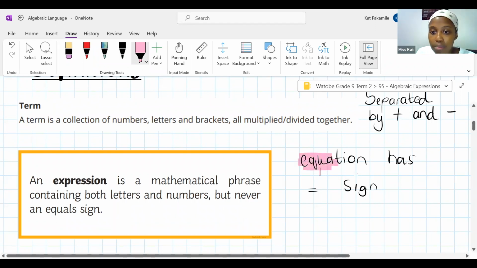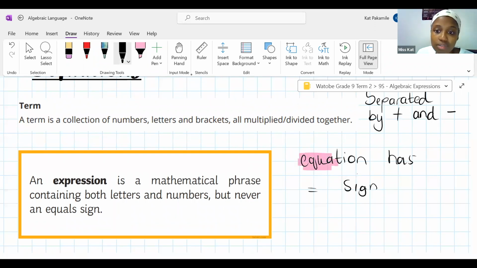Equation means equal. I need to improve my handwriting because if someone joins the class right now, they'll be like, what are these people talking about? What's an equation?